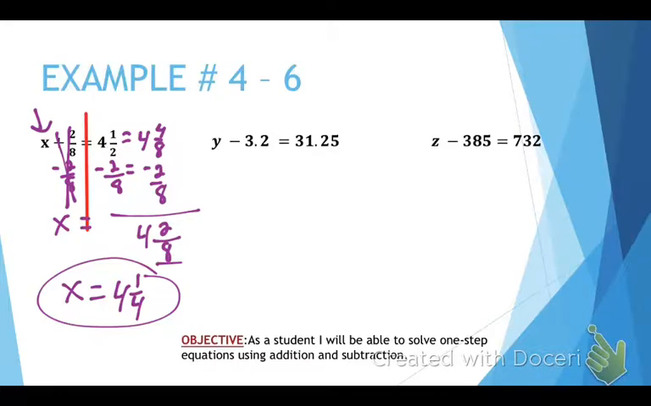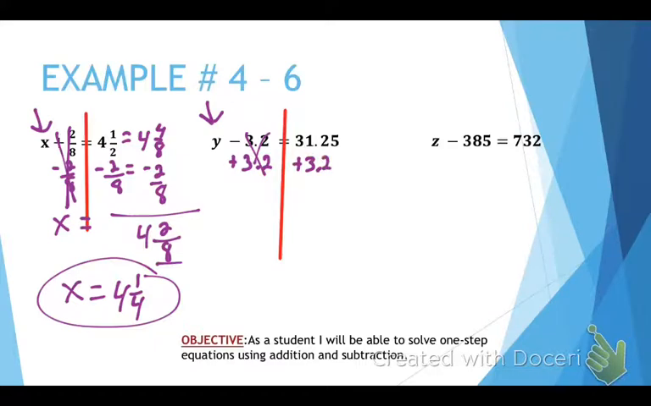What's the first thing we do? Draw your line. Second thing you do, okay, find the variable. Variable's on this side. What do we have attached to it? Minus 3 2/10. What's the opposite of that? Opposite of subtraction is adding 3 2/10. These are going to cancel out. We're going to add 3 2/10.